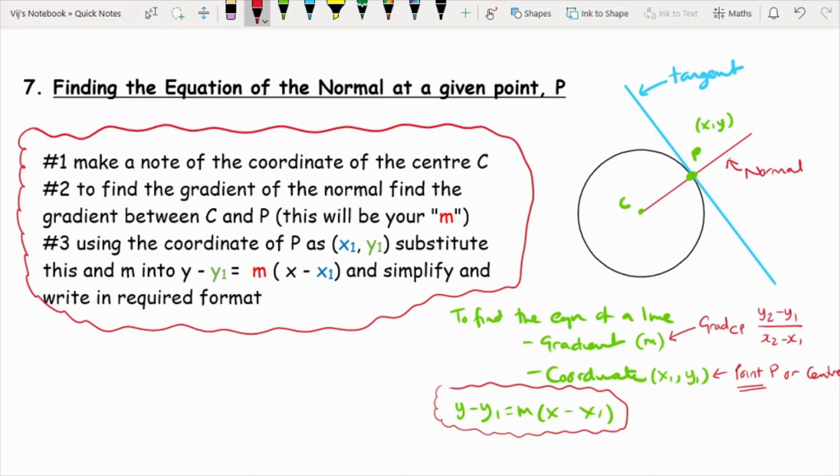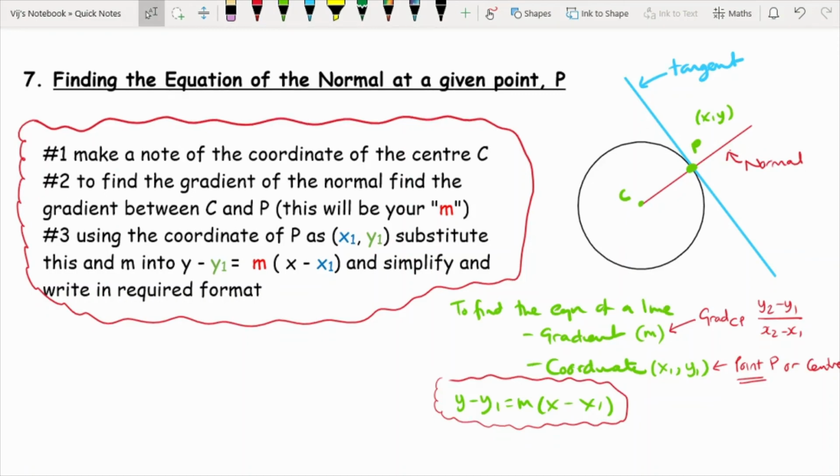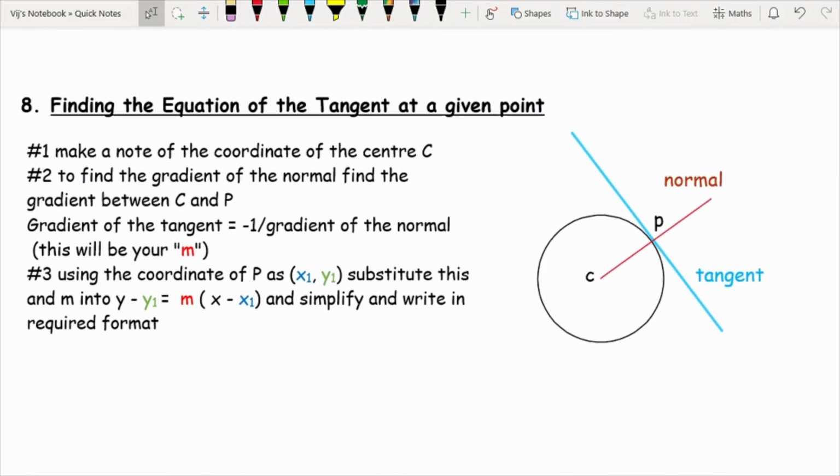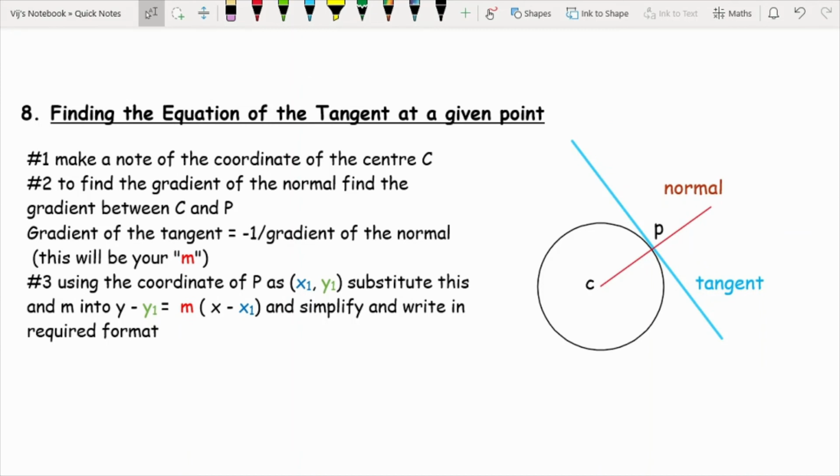So the next thing we move on to, as we've previously mentioned, is find the equation of the tangent. As you can see, it's near impossible for you to work out the gradient of the tangent without first of all working out the gradient of the normal. Because to work out the gradient, we need 2 coordinates. And on the tangent, we only know that there's one point that passes through it, and that's point P.